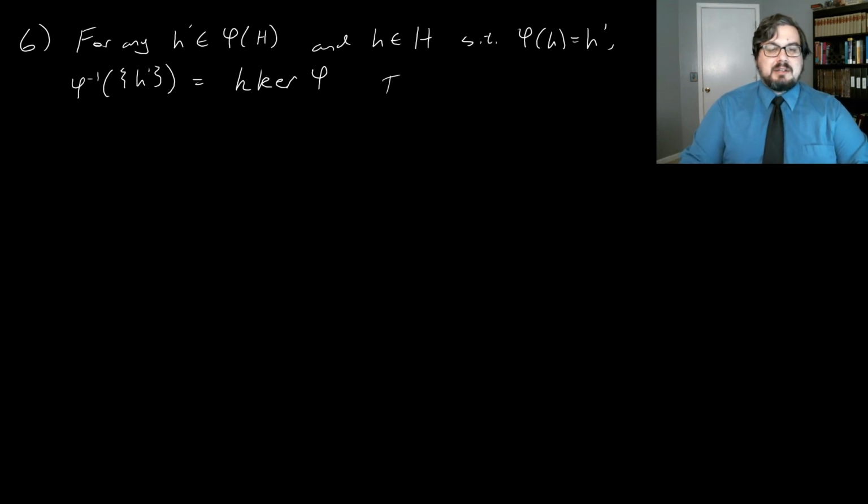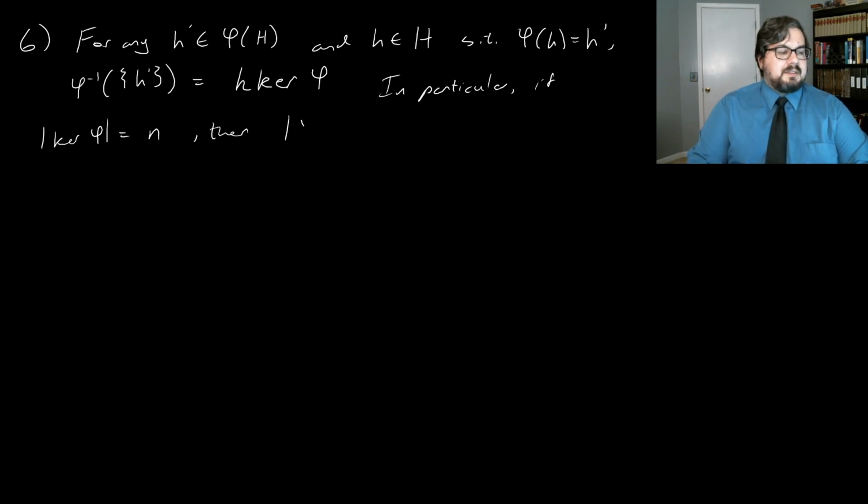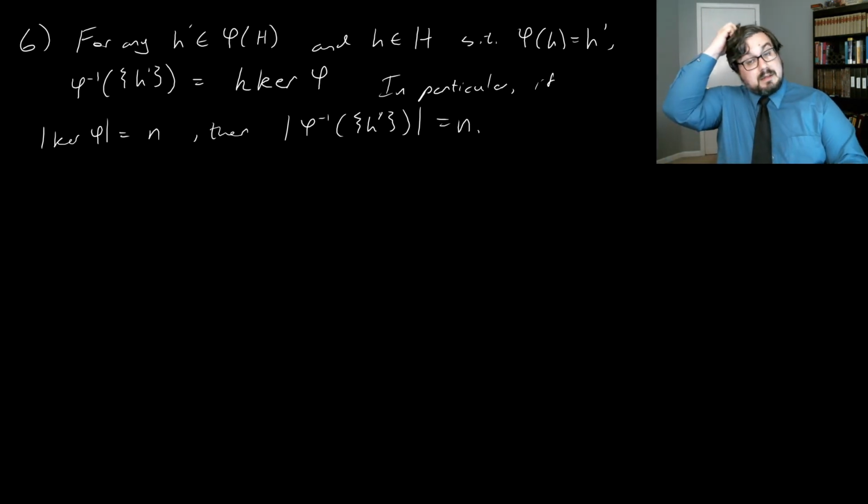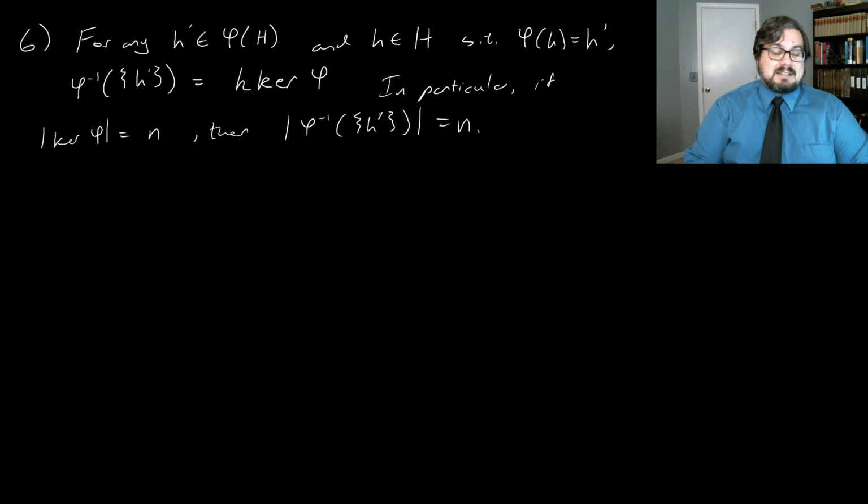So, in particular, if the order of kernel phi is some number, then the preimage of any element H prime in the image of phi is that same number. So let's prove this. This is just a restatement of what we were trying to prove.